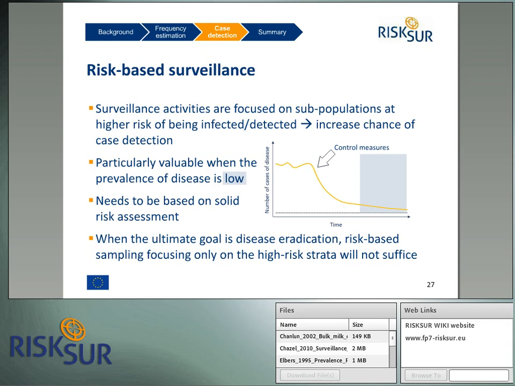Another thing to consider is that when the ultimate goal of surveillance is detecting cases to support eradication, then risk-based sampling focusing only on the high-risk strata will not suffice, given that it will disregard a part of the population where the cases, despite few, are still present.